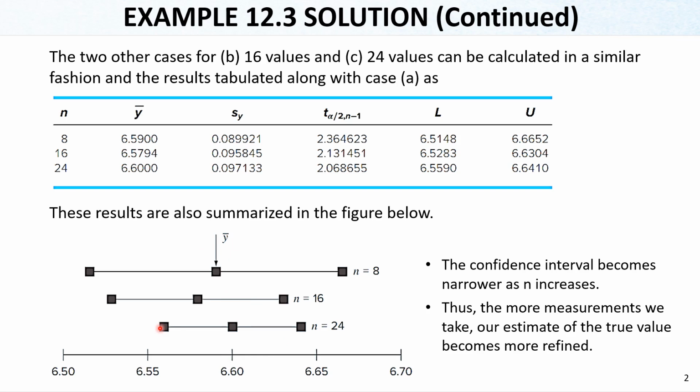When we have enough data, this range will be 0, and it will just show us the mean value actually. It can be maybe for 1,000 samples, for instance. So the confidence interval becomes narrower as the number of samples increases. And therefore, the more measurements we take, our estimate of the true value becomes more refined. That's the basic idea. And we were able to obtain the lower and upper bounds for the mean for a certain significance level, which was 0.05 here. That defines the 95% probability or confidence.